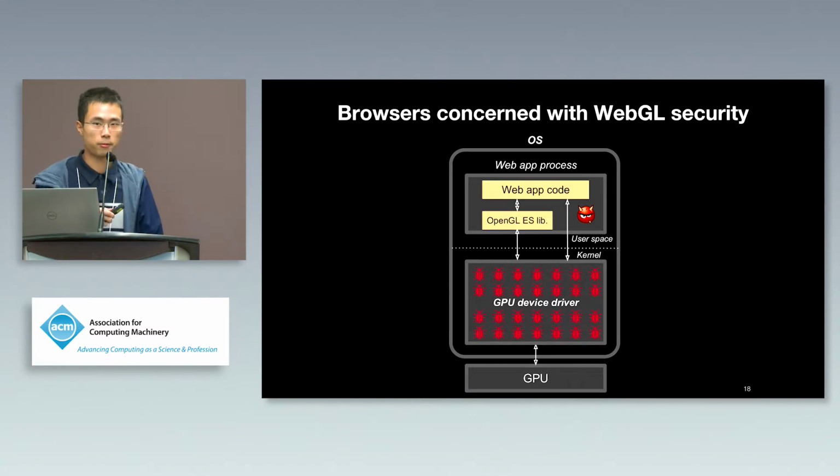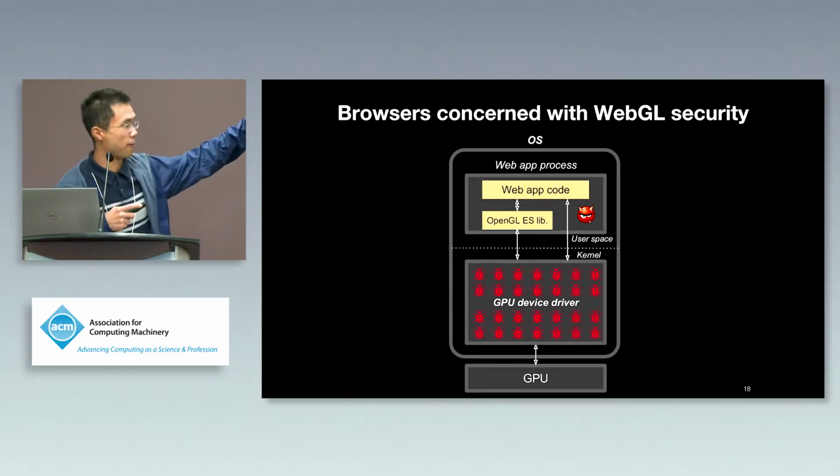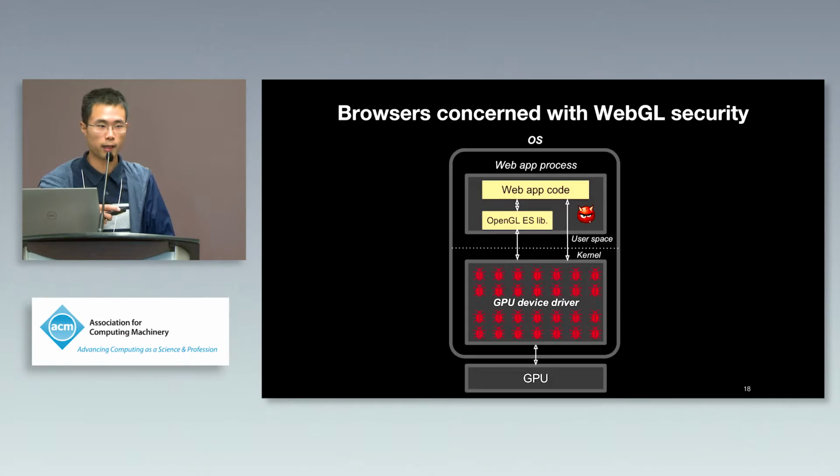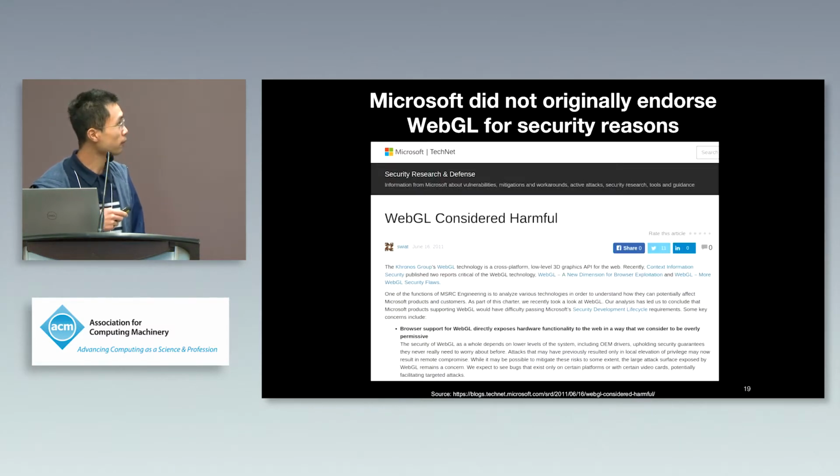Browsers are concerned with WebGL security because they share exactly the same attack model. The web app code that wants to use the GPU for hardware acceleration has to use the OpenGL ES library. And if we want to give access to the web app process, the process must have direct access to the GPU. So it is exactly the same attack model.